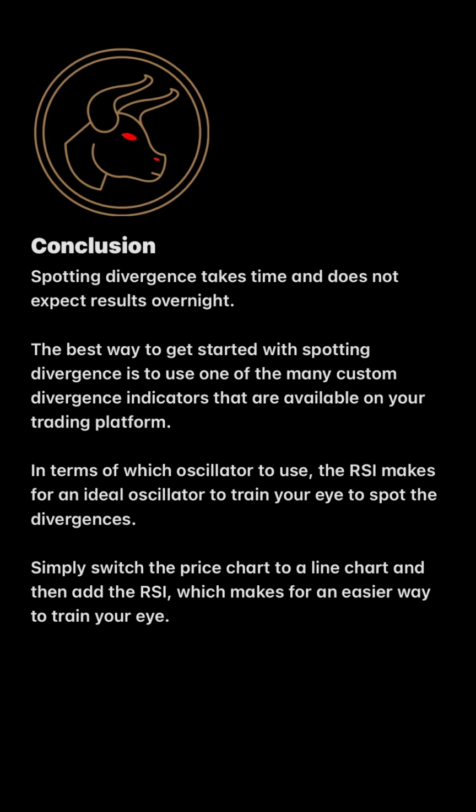In terms of which oscillator to utilize, the RSI is basically the king for newer investors starting to go into divergence trading. MACD is another great one, but RSI would be optimal for newer investors to start training that eye so that you can spot divergence. All you have to do is simply switch to a price chart with the line chart and then add the RSI, which makes for an easy way to train your eye.